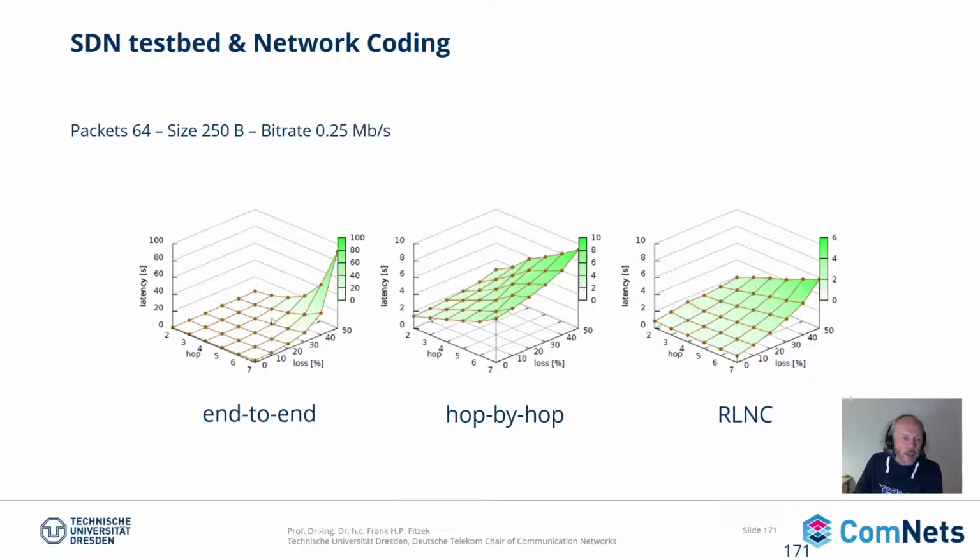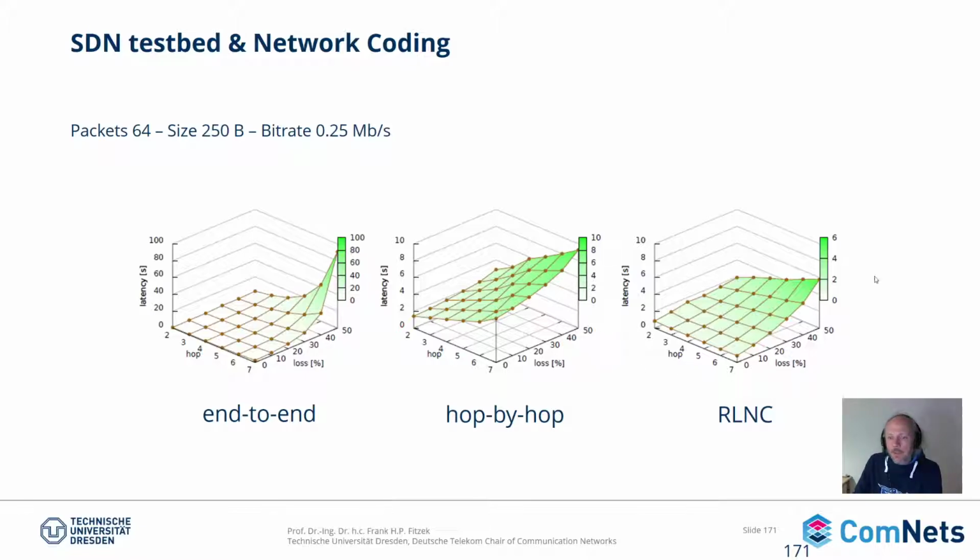You have to be careful, because for the end to end, the latency goes up to the hundreds. So here the latency is very high and always higher than the others. If you then compare hop by hop and RNC, you see that RNC is way better than the hop by hop scheme, right? They have the same amount of packets, but here you have 6 seconds for 50% losses, while here you have something like nearly 10, right?